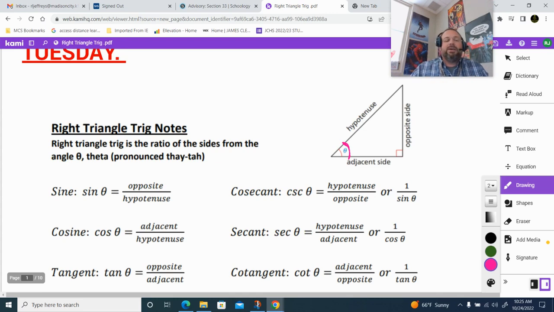Okay. So now here's the definitions. We have sine, cosine, and tangent. Those are your three given ones. Then we have the reciprocals, not inverses, that's something totally different. We have cosecant, secant, and cotangent.